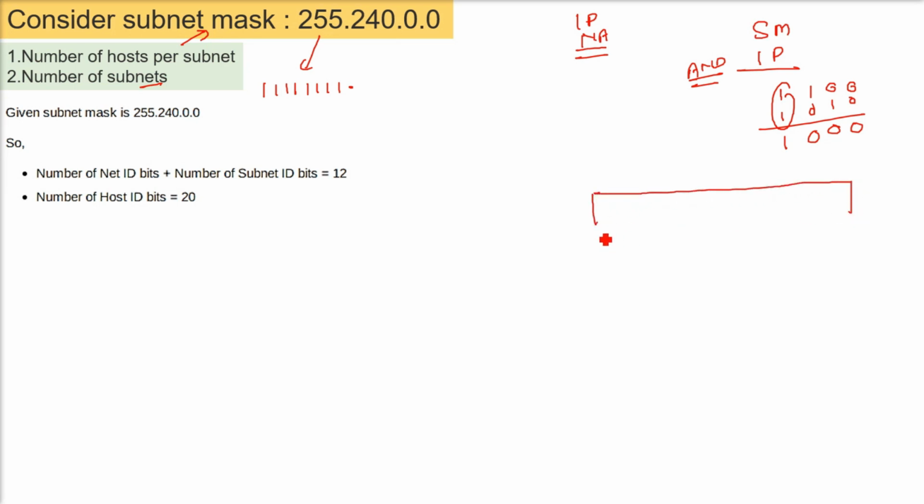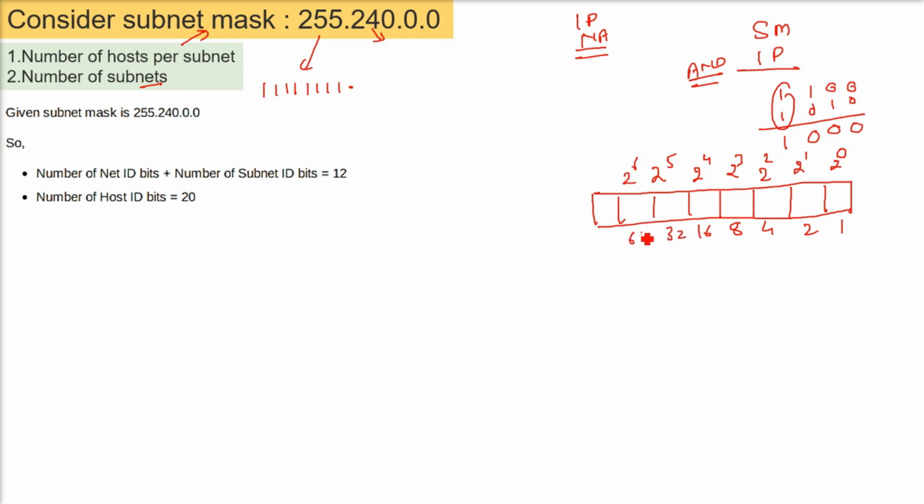So we have 240. The best way to convert it is to make a box of 8 parts, that is 8 bits. The first one will be 2 to the power 0, that is it will have the value of 1. 2 to the power 1 is 2, 2 to the power 2 is 4, 2 to the power 3 is 8, 2 to the power 4 is 16, 2 to the power 5 is 32, 2 to the power 6 is 64, 2 to the power 7 is 128.